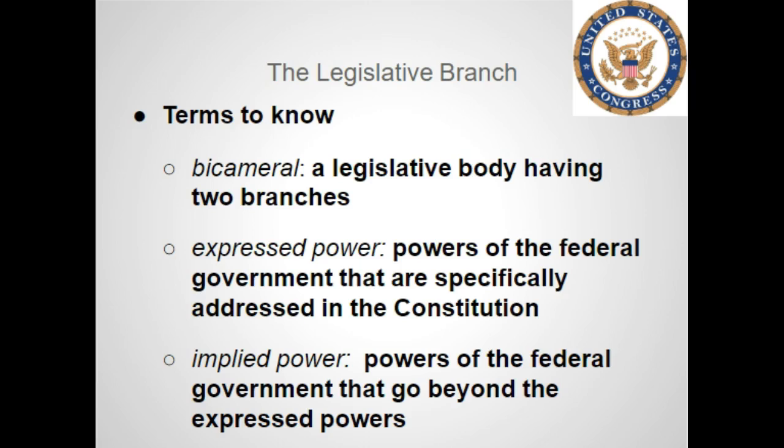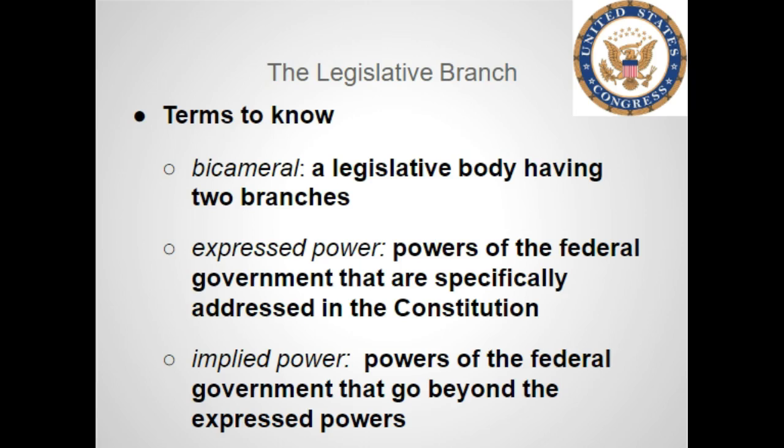There are three terms to know. One is bicameral, and that's a legislative body having two chambers, like we have a House and the Senate. That's what is meant by bicameral. Express power is a power of the federal government that is specifically addressed in the Constitution. There's a synonym for this, another word: enumerated powers.